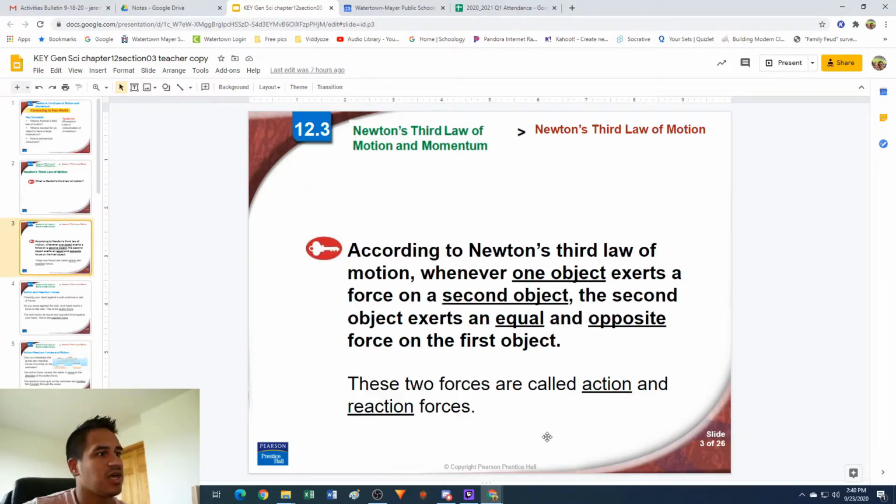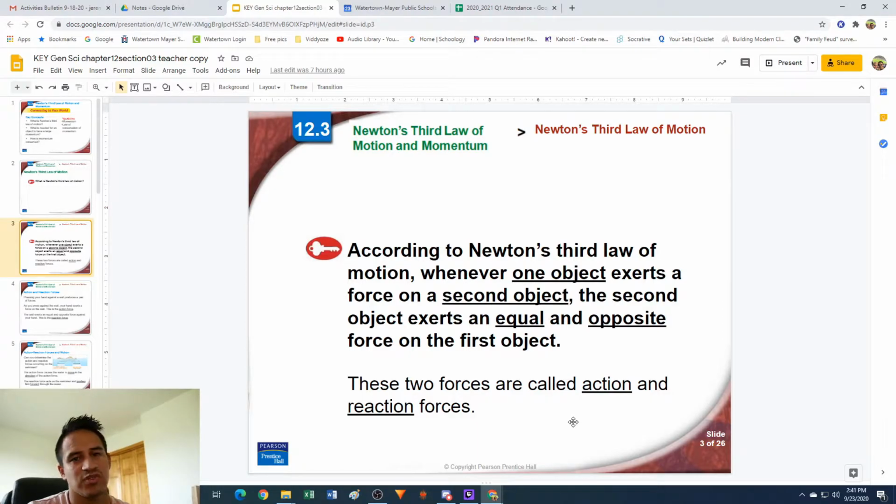Now, this is one that a lot of people know because it has a nice little saying for it. And this one basically says, for every action, there's an equal and opposite reaction, right? That's the layman's term. So let's understand, though, what Newton's third law actually says. Okay, so Newton's third law says, whenever one object exerts a force on a second object, the second object is going to exert an equal amount of force back on the first one, but in the opposite direction.